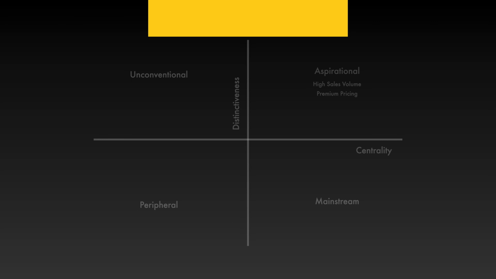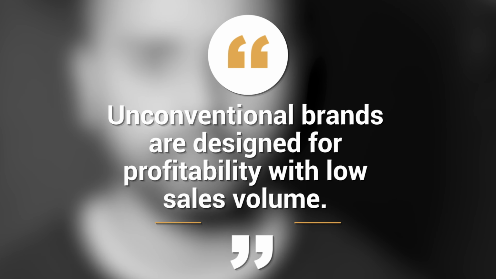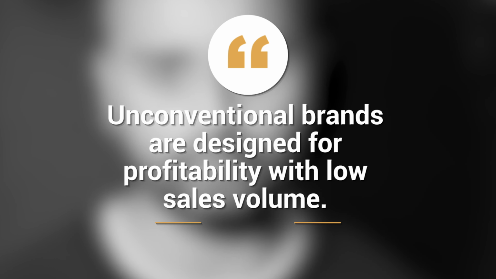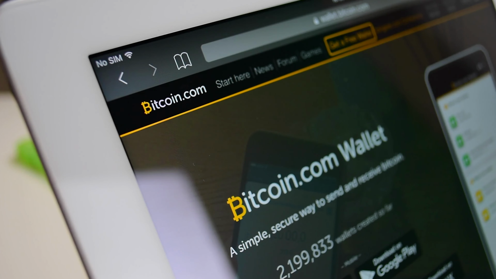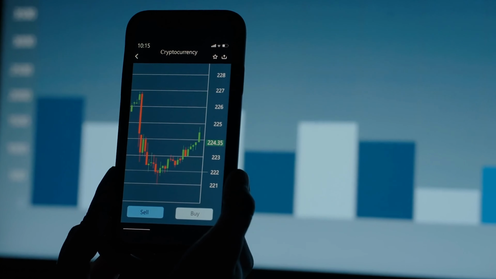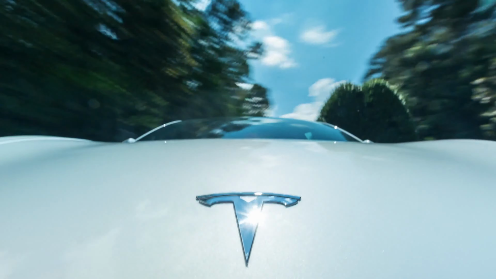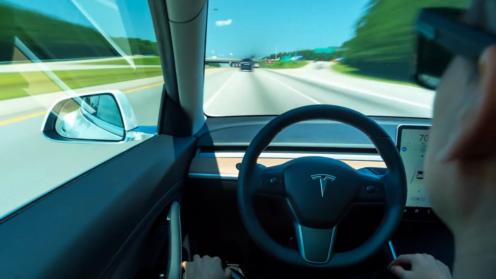Unconventional quadrant. Brands in this final fourth quadrant, unconventional, are niche players. These brands are designed for profitability with low sales volume. For example, cryptocurrency payments started as very uncommon, and to an extent they still are. But with the rise of decentralized applications, cryptocurrency payment will soon become mainstream. An even more generalized example is Tesla, which was unconventional initially and moved into the aspirational quadrant, and with the betterment of battery technology is becoming mainstream.